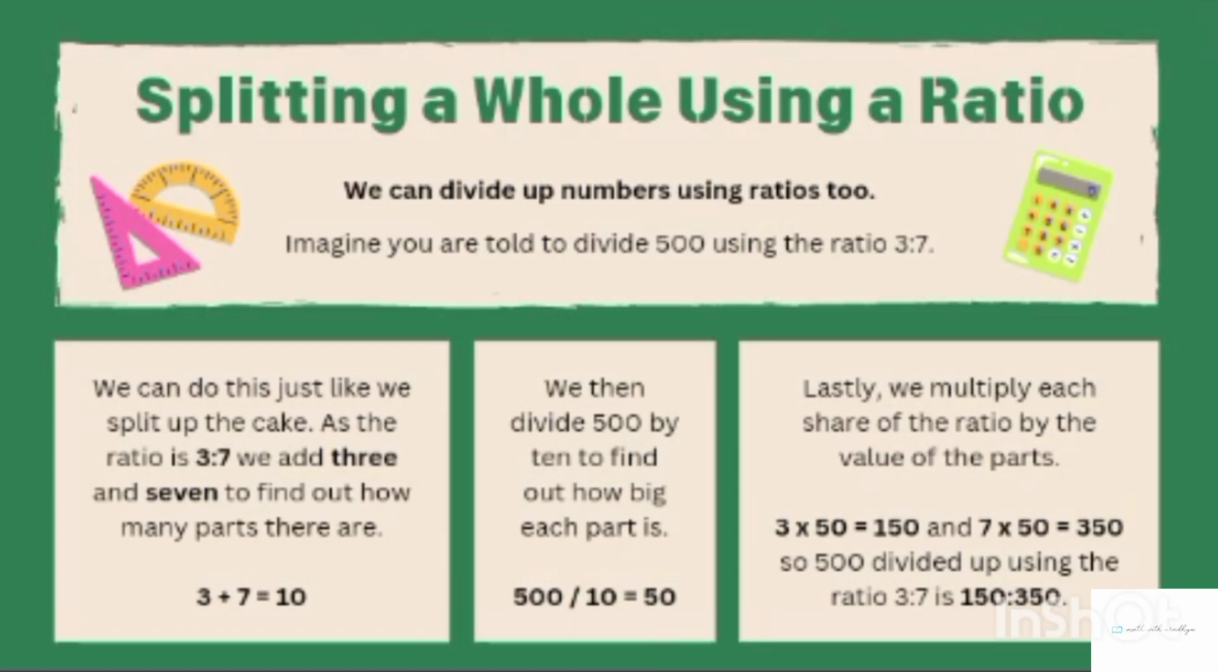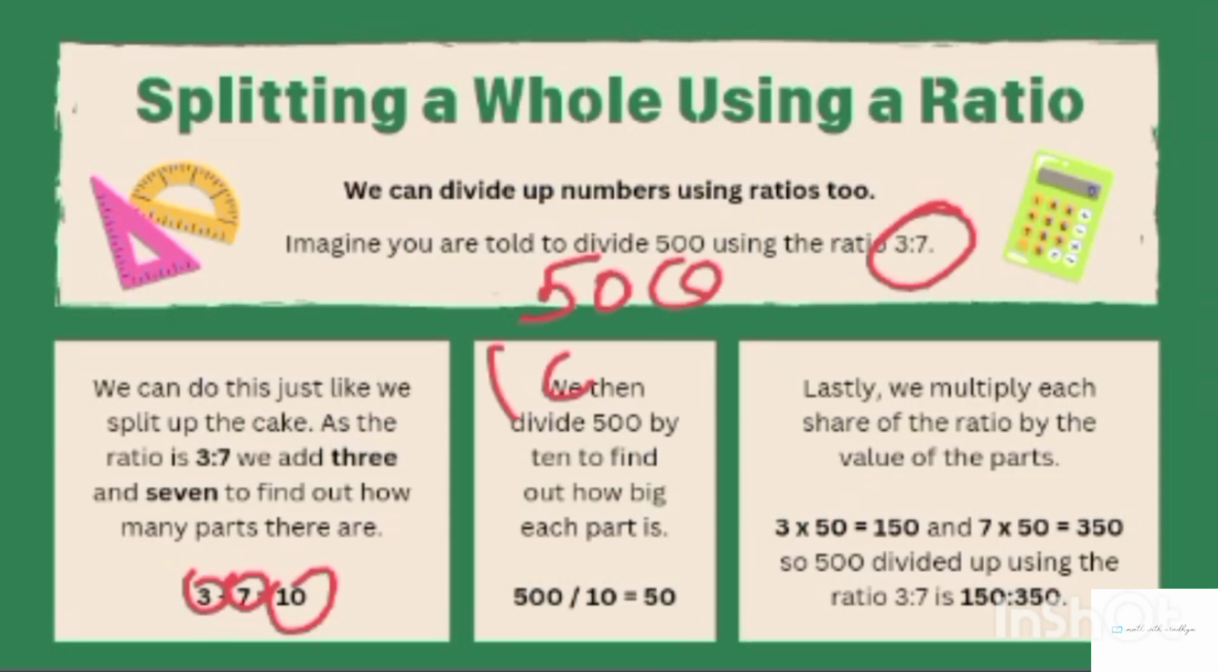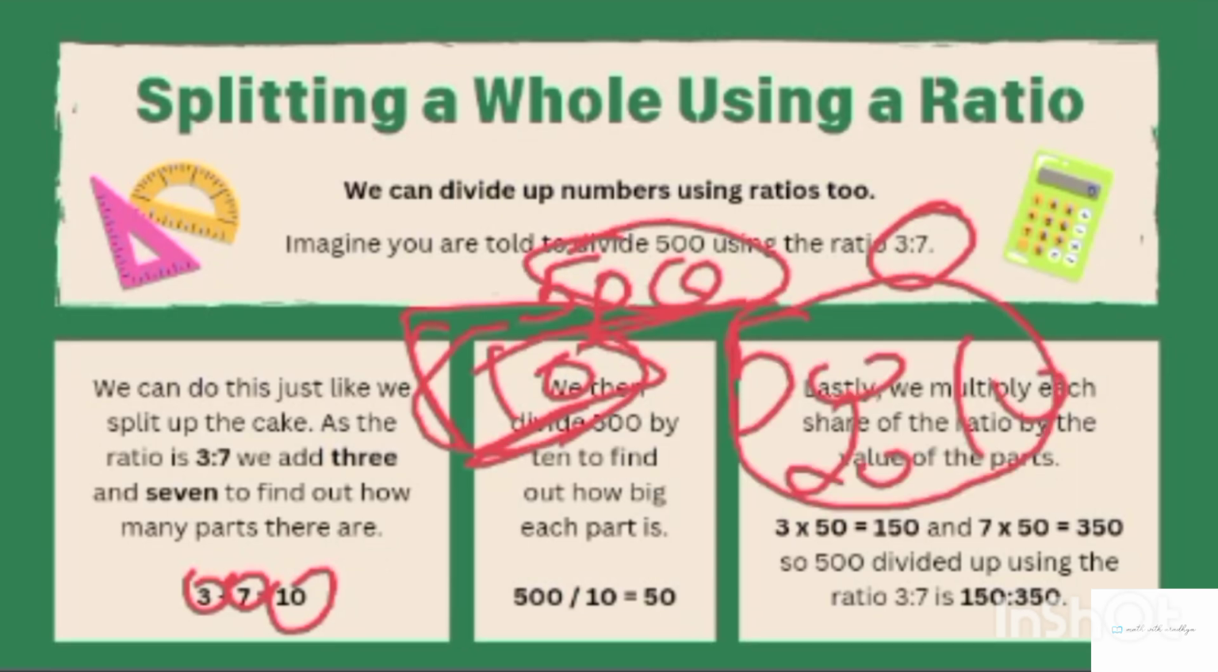This is so simple. As I told you, if we add these 2 parts of the ratio, we will get the total parts. So what we did is add 3 and 7 to get 10. It means we divided 500 into 10 parts. Then we divided 500 by 10 to see how much each part is.